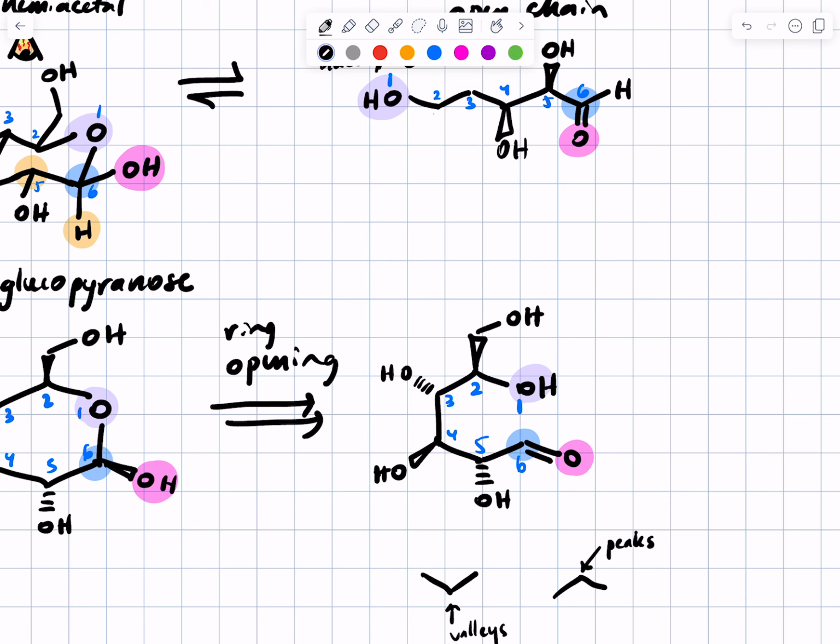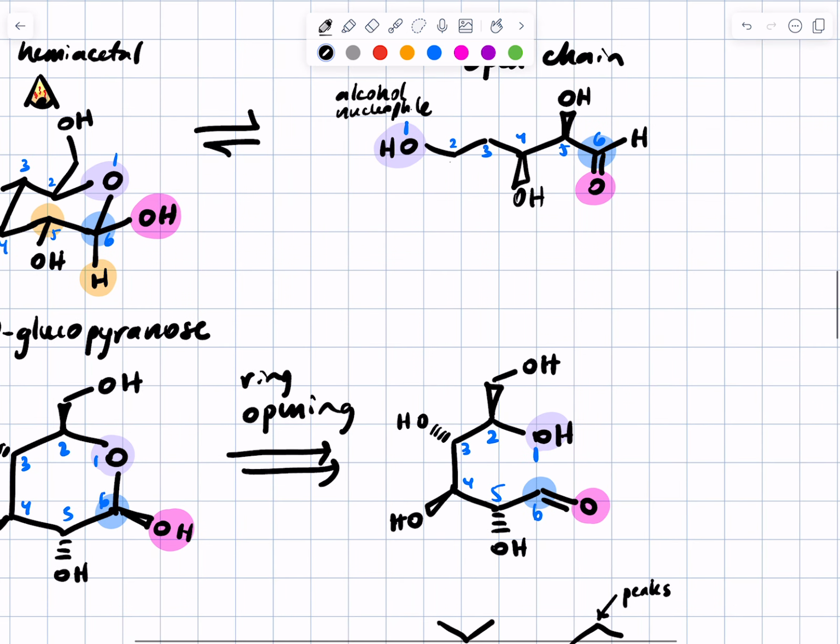Yes? Why is the first OH a wedge? You're talking about this one? Yeah. It has to be. It is a dash here, but the only reason it's a dash is because 5 is at a valley instead of a peak. So to get from here to here, we had to basically flip that carbon over.